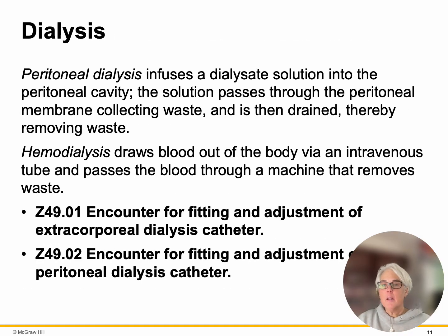On this slide, I'm talking about what happens when the kidneys can't do their job. Hemodialysis uses a machine to filter blood, and peritoneal dialysis uses the peritoneal membrane in the abdomen to filter. When you see dialysis in the chart, I want you to look for what type of dialysis, what kind of access the patient has, and whether the visit is about fitting or adjusting the catheter. This is where codes like Z49.01 and Z49.02 come into play.